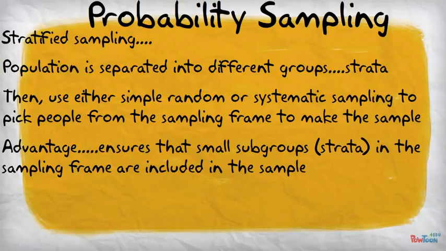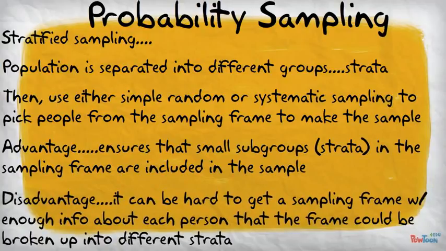The disadvantage of stratified sampling is that it can be hard to get a sampling frame that has enough information about each person so that the frame can be broken up into different strata. So, stratified sampling is when sampling comes from distinct groups or strata that are broken up in the frame.